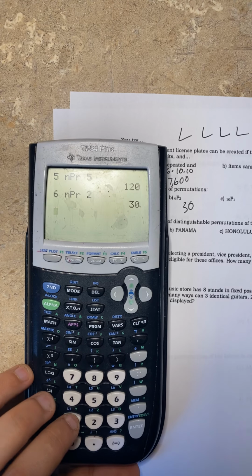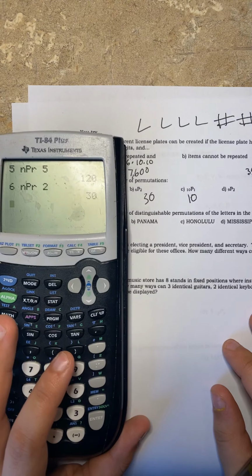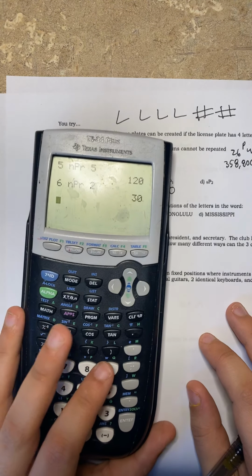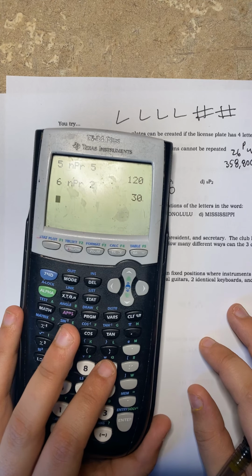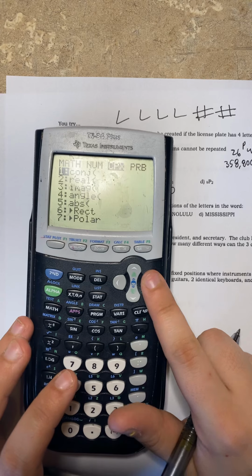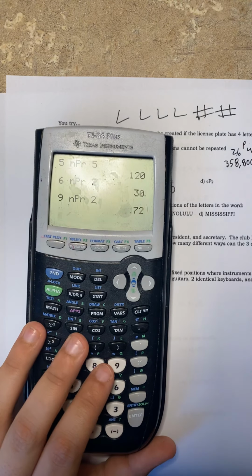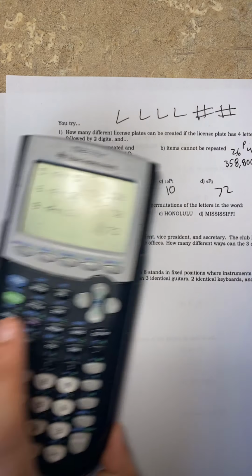All right. If I have 10 choose 1, remember, we talked about that earlier. If you're only choosing 1 and you have 10 options, that's easy peasy. You just have 10. Okay. And then 5, or is that 9? Yeah, 9 choose 2. So 9, go to math, go over to probability, and go down to nPr. And we're choosing 2. So that gives me 72 options.